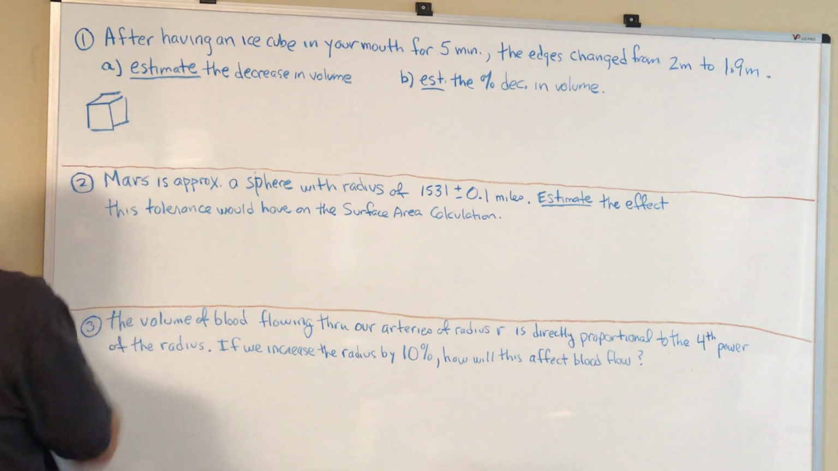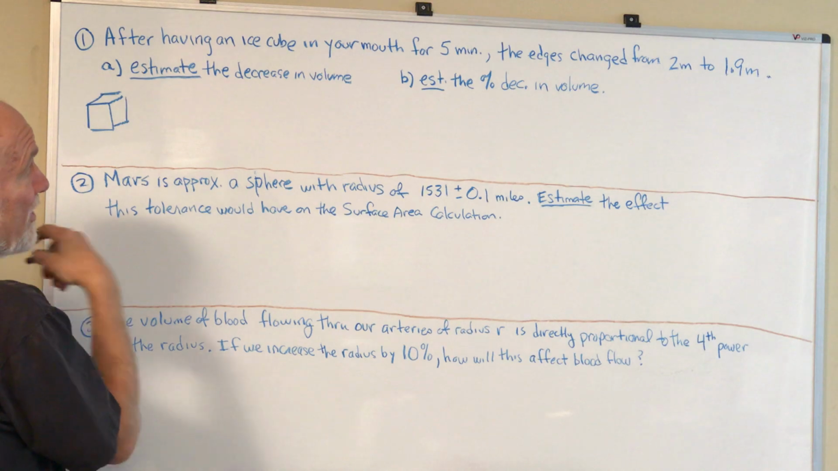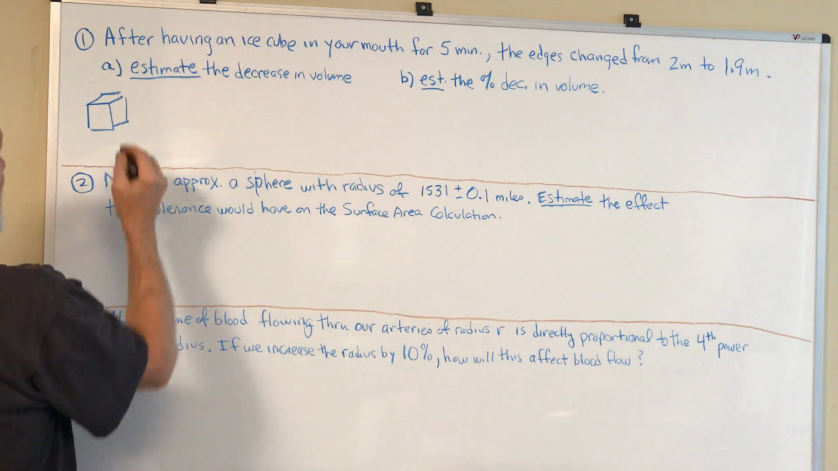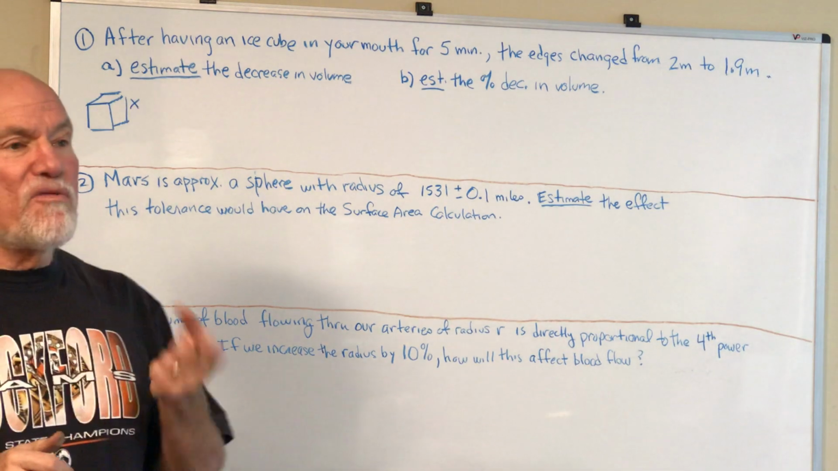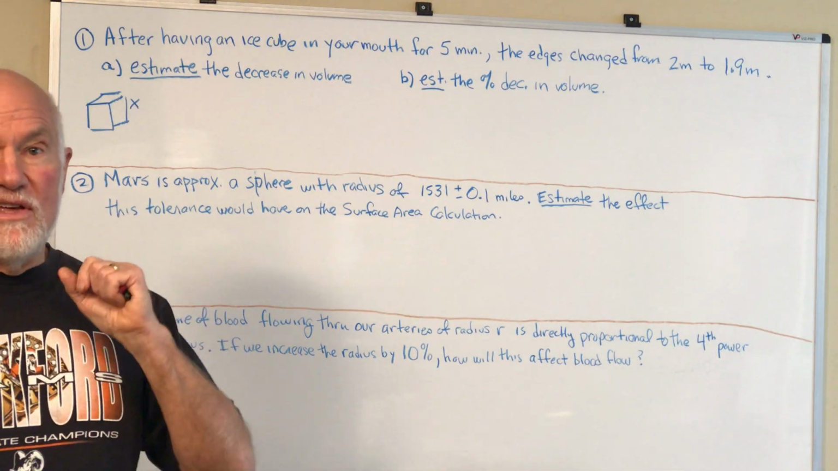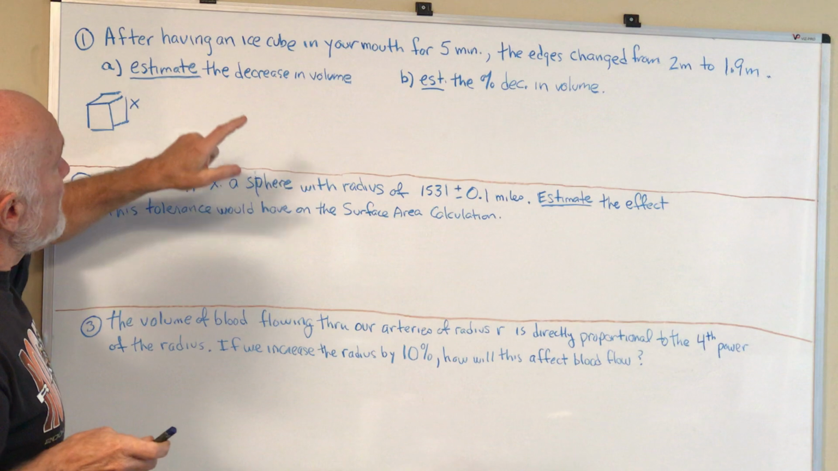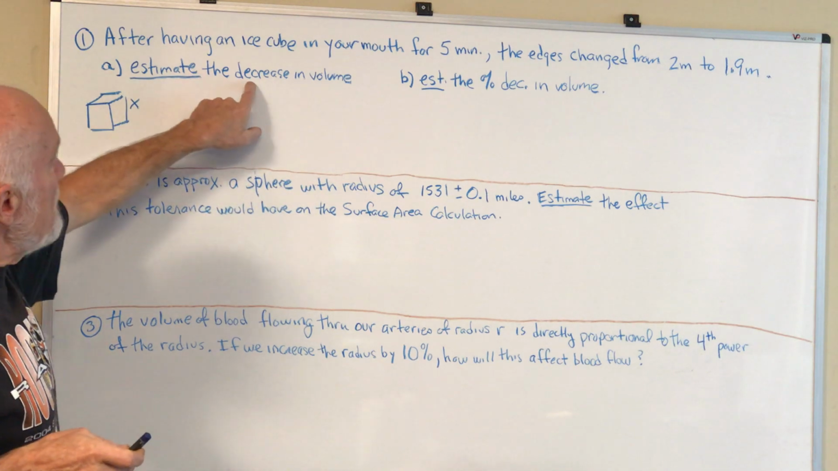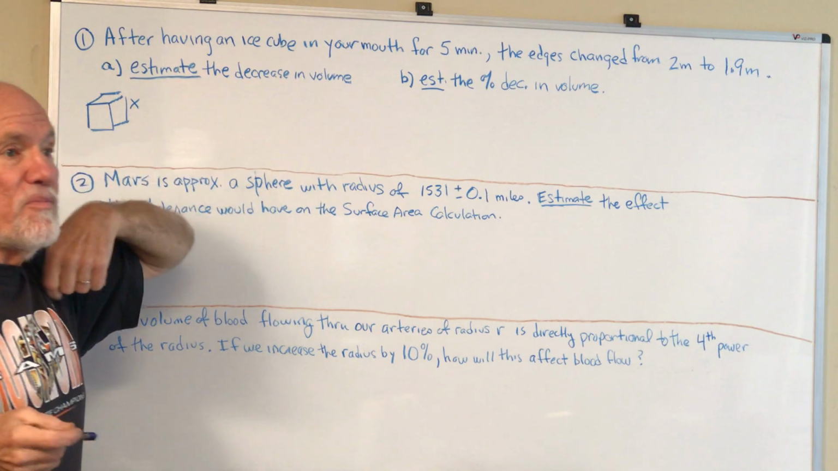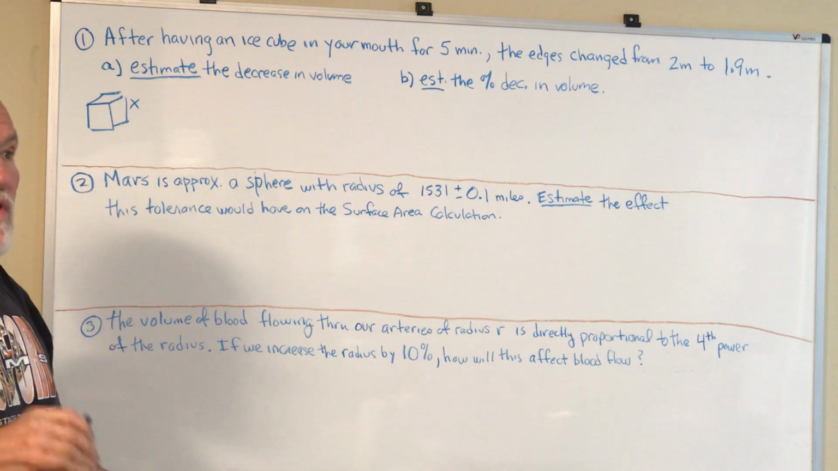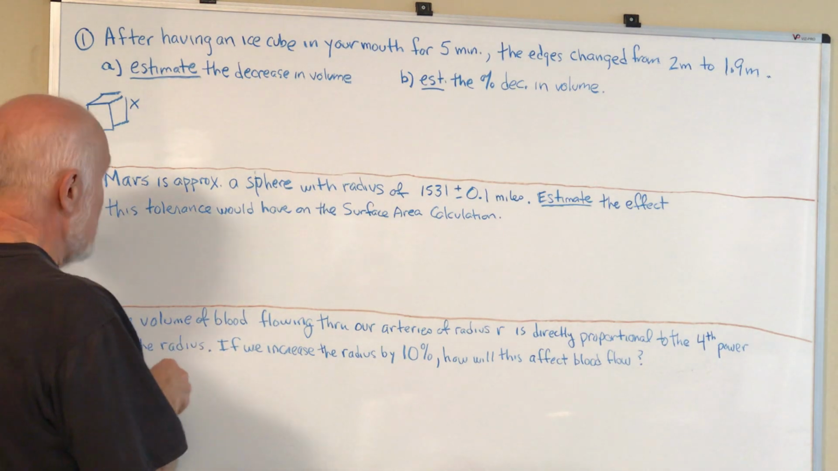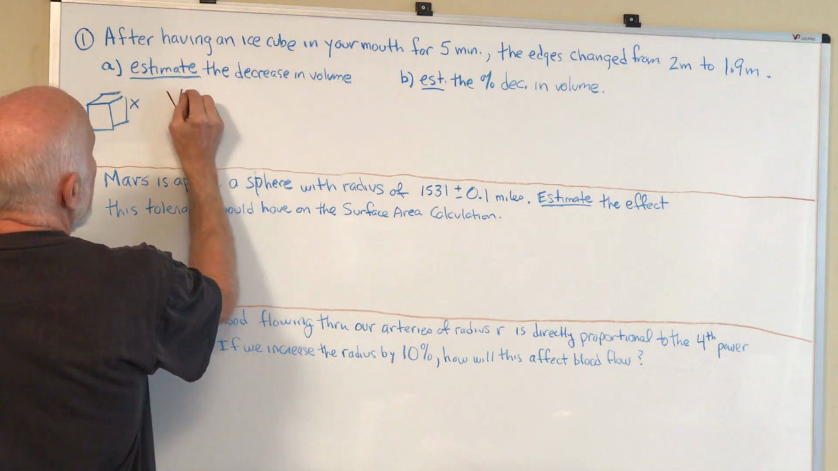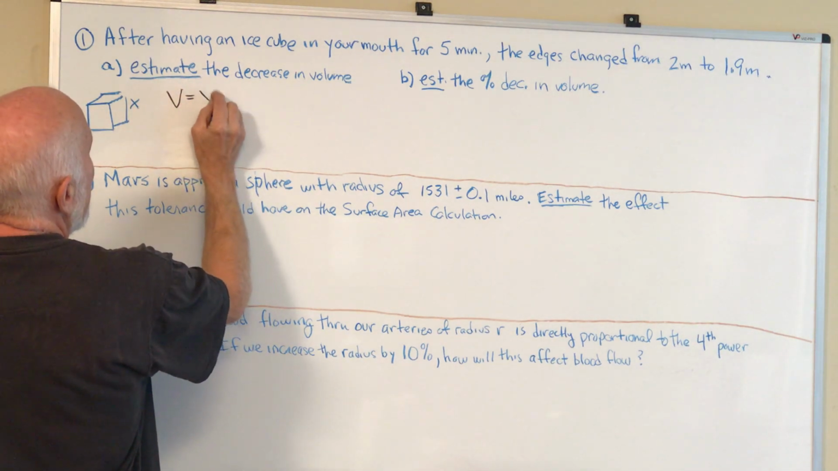So if you take an ice cube, the only variable in that, the only independent variable would be the edge. So say the length of the edge is x. And what are we talking about? We're talking about the dependent variable being volume. Well, do we know the relationship between the volume and the edge of a cube? I think we do. We can just say the volume is x cubed.